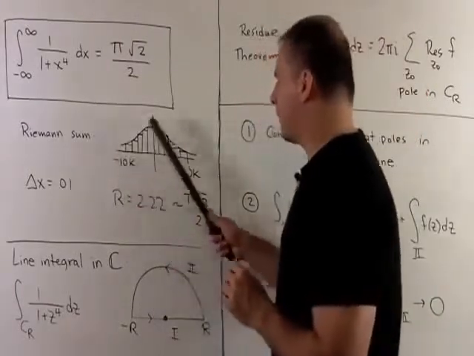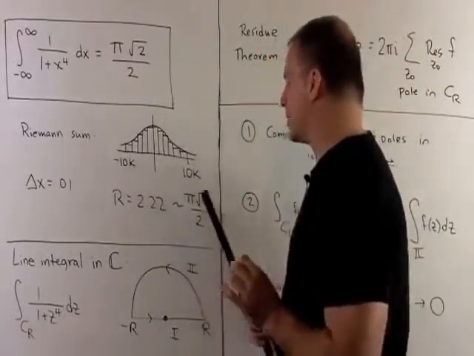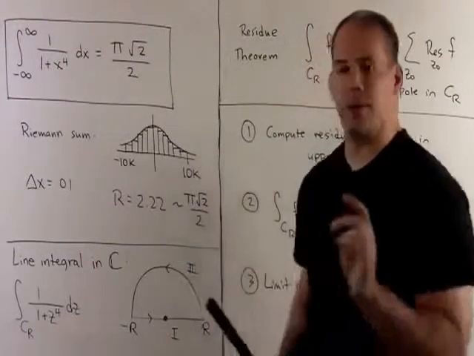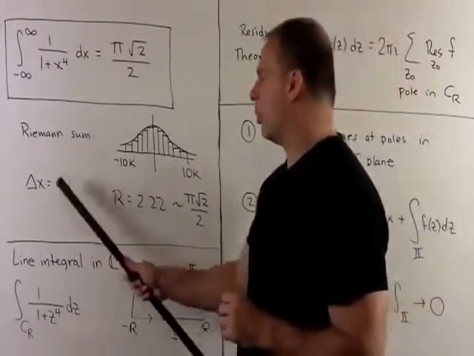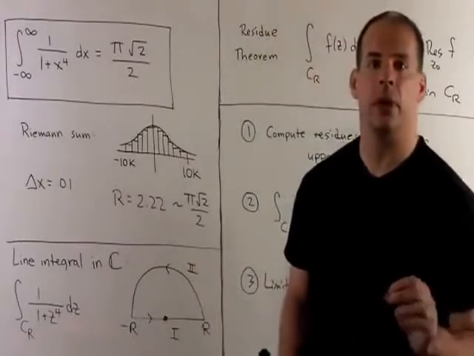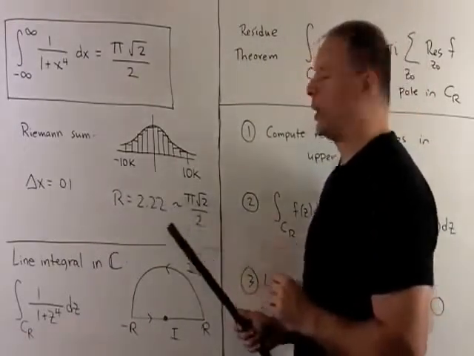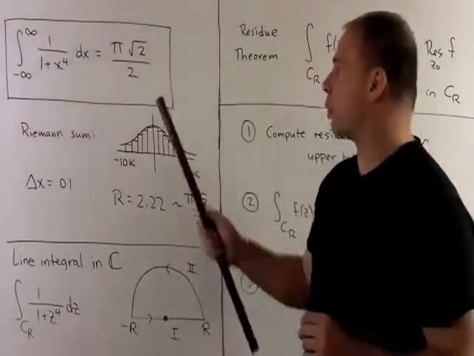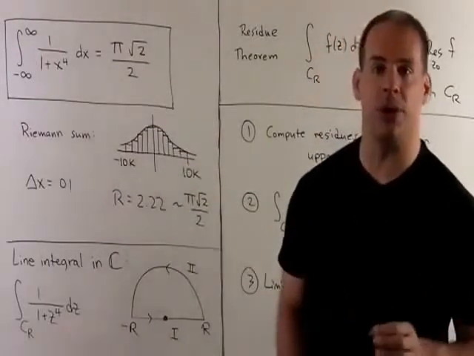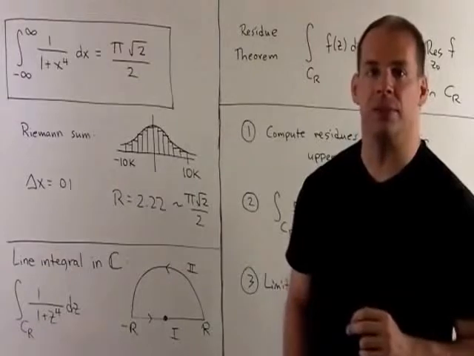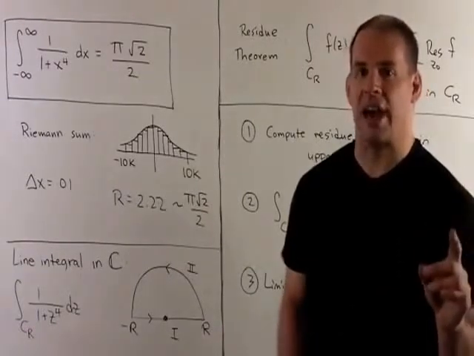So, if we have the graph of our function, I'll go from minus 10,000 to 10,000. We're going to fill it with rectangles with base 0.01. Push it through. What comes out is 2.22. We know that's a good approximation for pi times square root of 2 over 2. So now I believe this. So how do we get it exact?